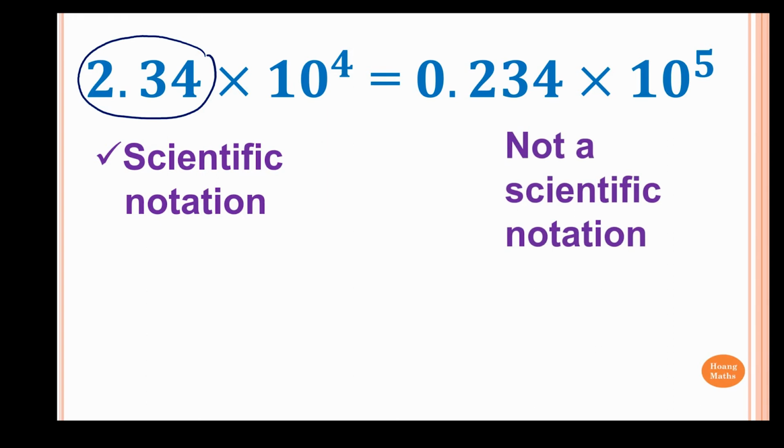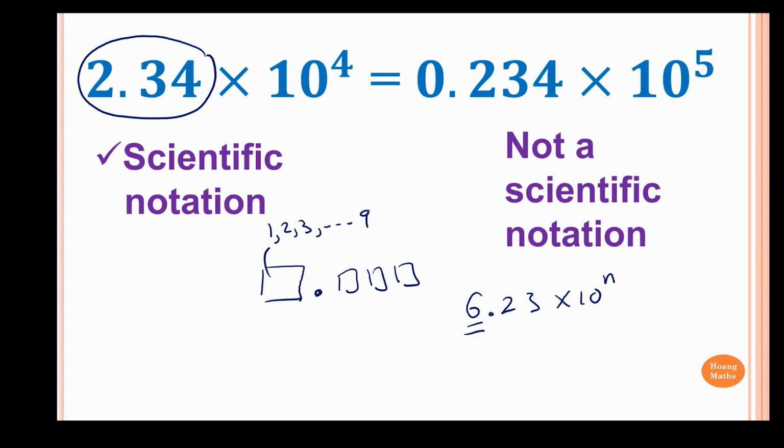Otherwise, you can also think like this. You have a number which is a non-zero digit, that is 1 all the way to 9. So let's say 1, 2, 3, and then up to 9. And you have a decimal point, and then the numbers behind, if you like. For example, 6.23. See, always this number must be between 1 and 9, and then followed by decimal, times 10 to any power.